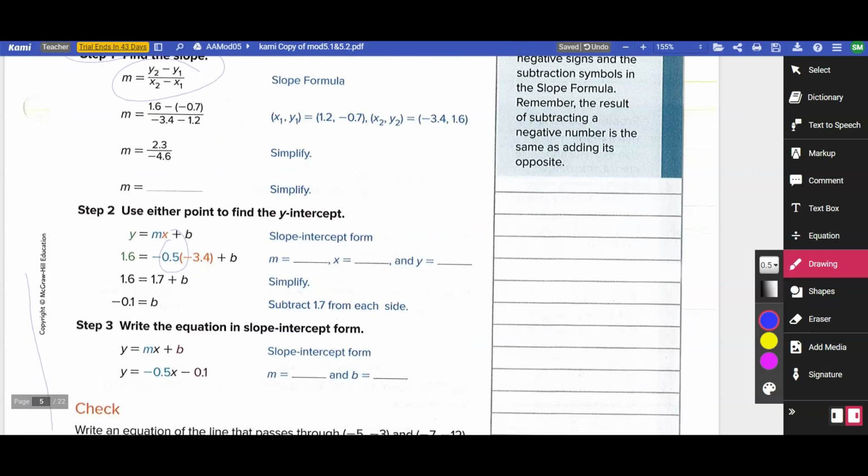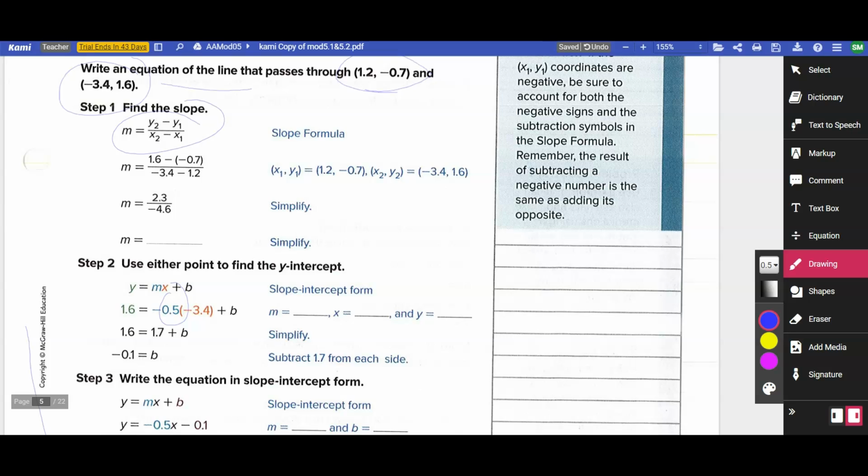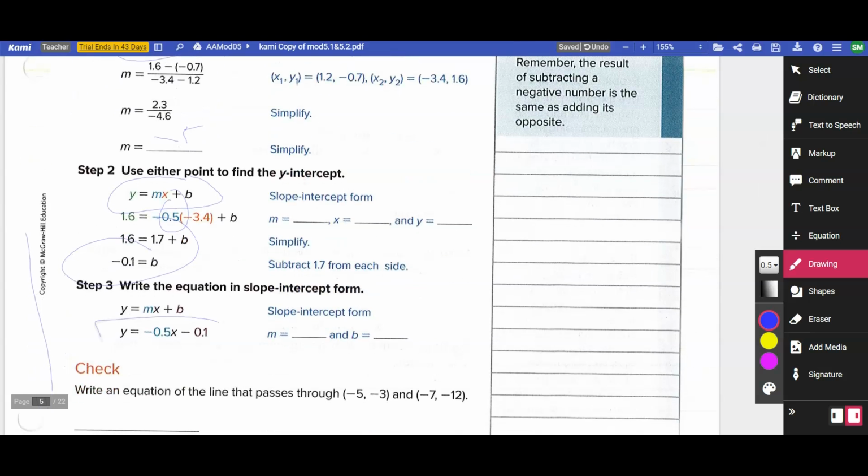Once you find the slope, you put it back in to the y equals mx plus b. So you could use any of the ordered pairs that they give you, and they used negative 3.4 and 1.6. They put that back in and found the b. Once you find your slope, which in this case is negative 5, and over here you find your b, which is a negative 0.1, you put it back in. That's all you have to do.